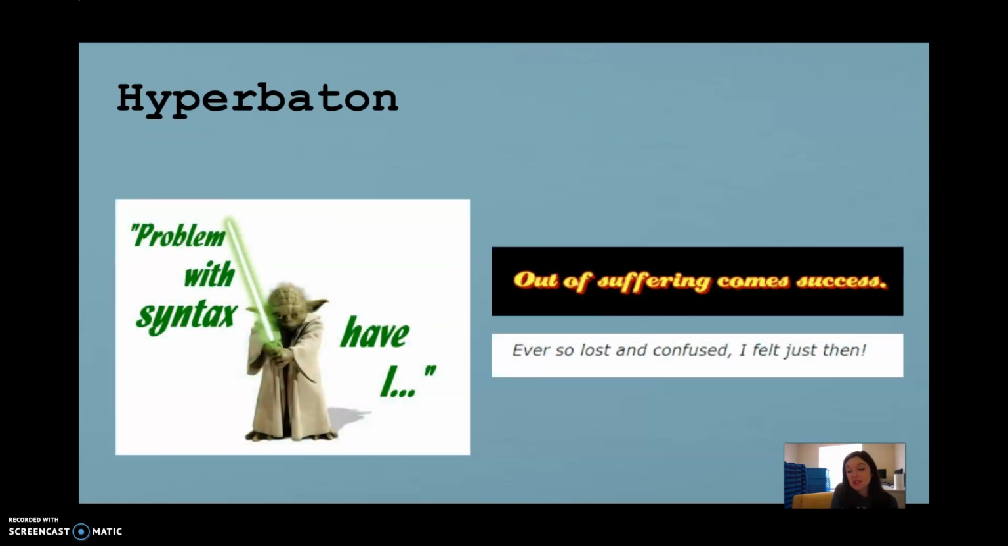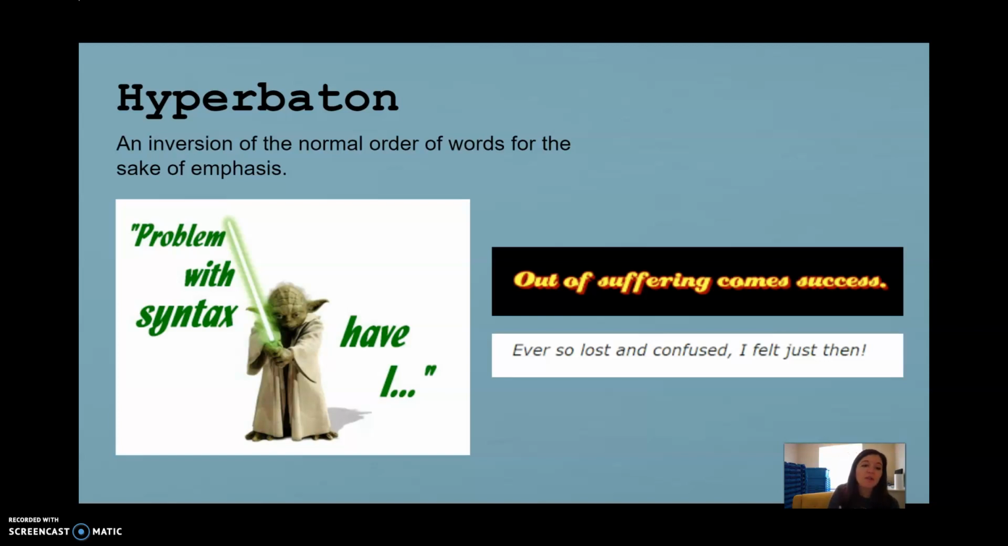Hyperbaton is essentially Yoda speak, or Mr. Miyagi speak, or Gandalf speak, or sometimes Dumbledore speak. So an inversion of the normal order of words for the sake of emphasis. So for instance, we have "Problem with syntax, have I?" The proper way to order this sentence is "I have a problem with syntax" because "I" is the subject. But what we have here is an inversion where the subject is moved to the end.